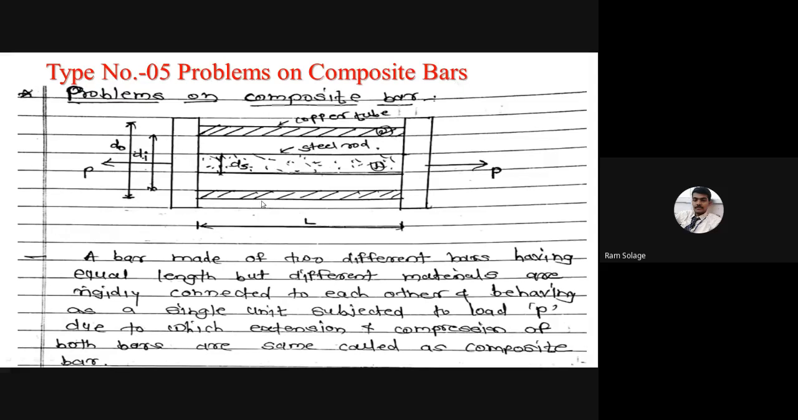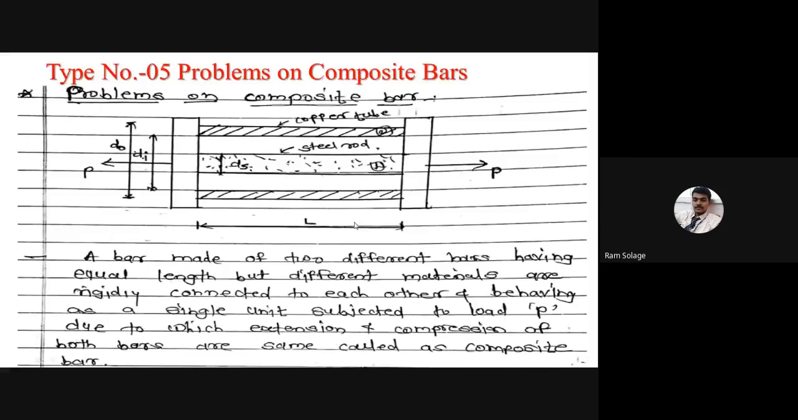First of all, you have to understand the meaning of composite bar. What is a composite bar? Composite bar or composite material is a combination of one or more than one material. It is known as a composite material, or a composite bar. Composite means a combination of more than one material.